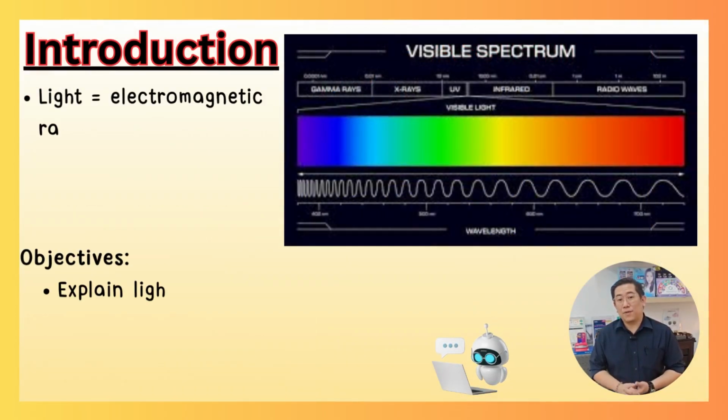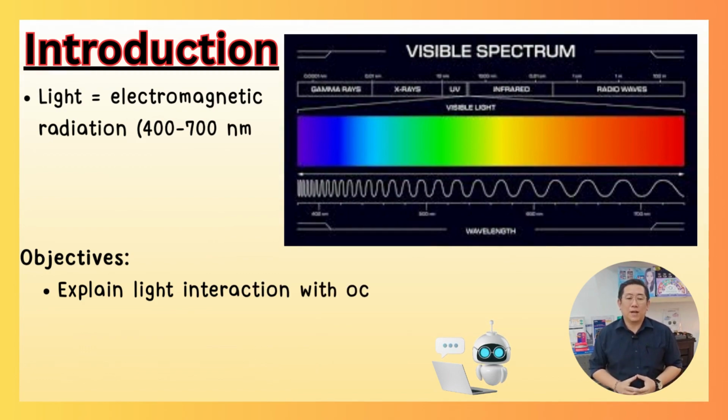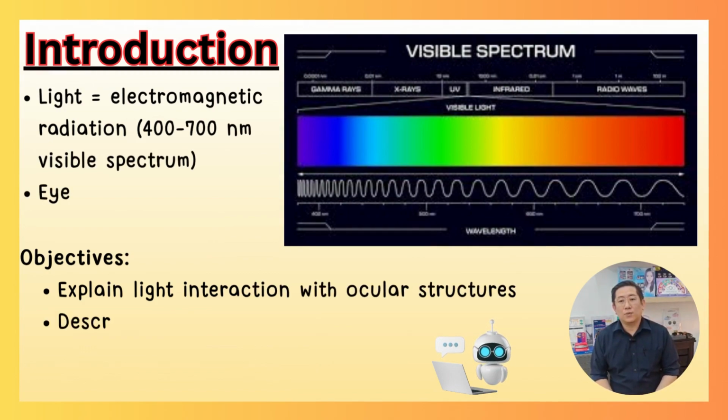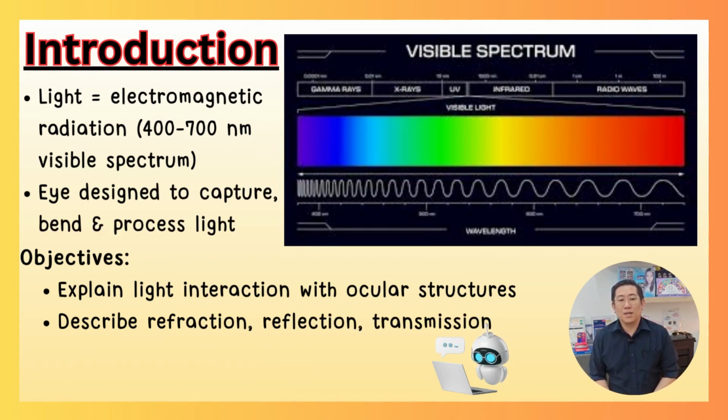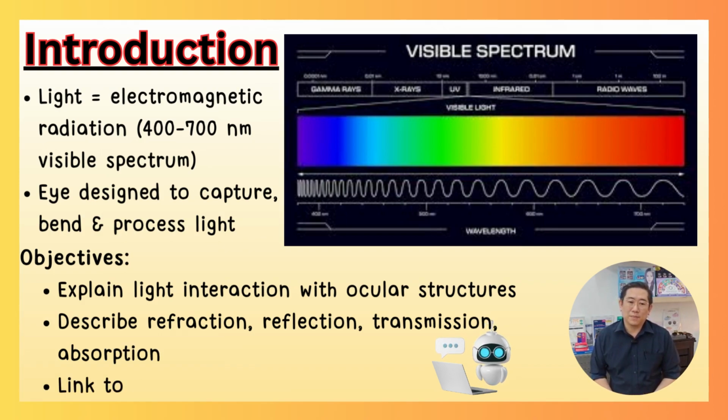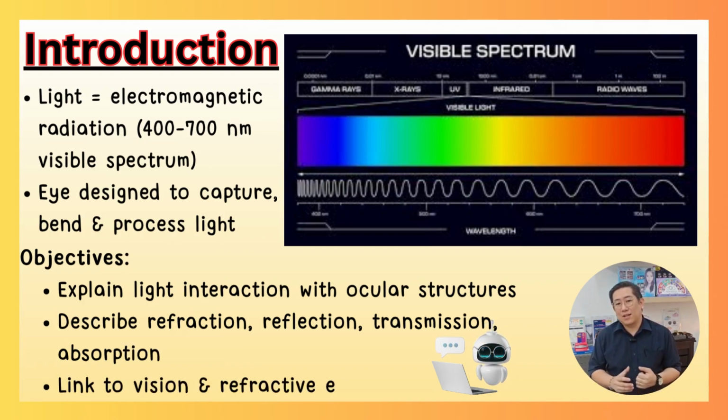First, let's begin with an introduction. Light is a form of electromagnetic radiation, and only a small portion, the visible spectrum from about 400 to 700 nanometers, is useful for human vision. The eye is specially designed to capture, bend, and process this light into images. The aim of this presentation is to explain how light interacts with ocular structures to describe physical phenomena like refraction and reflection, and finally to connect these principles to vision and refractive errors.